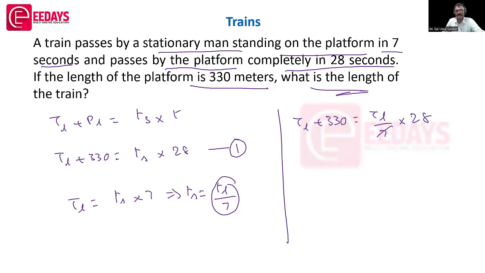That's it. This is equal to 4TL minus TL. 3TL is equal to 330. Train length is equal to 110 meters. That is the answer. That's it.